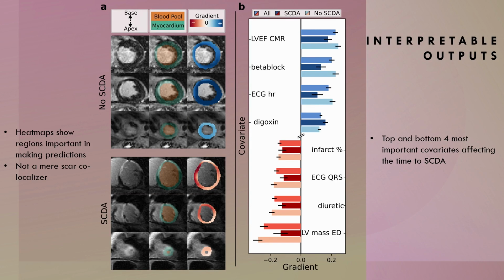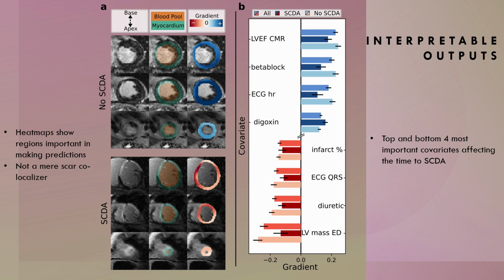So then we wanted to see, what is it learning? And this goes back to the question, what's a rhythmogenic scar, right? So here you can see two patients, and this is an example of what we call developing an interpretable output. So we try to understand what's under the hood of this neural network. On the clinical covariates, we had the top and bottom four most important covariates, but let's focus here on the images. Those are heat maps that show regions important in making the predictions.